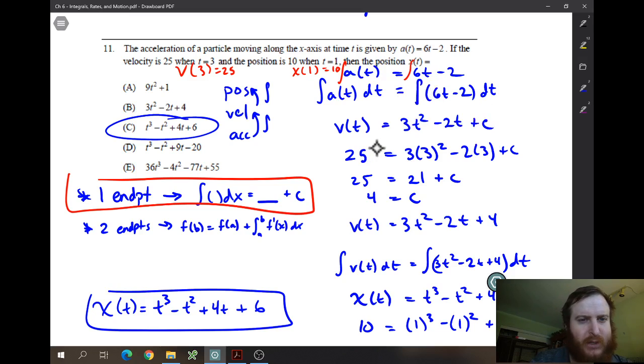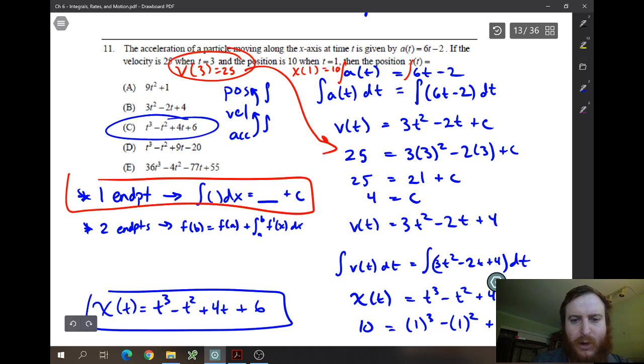Then once we get the plus c, this is where we plug in that v of 3 equals 25. So 25 goes where v went, 3 goes where t went. We solve, we get 4 equal to c. And so then we rewrite that line, but using c as 4.